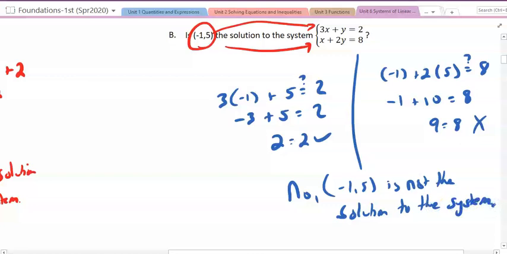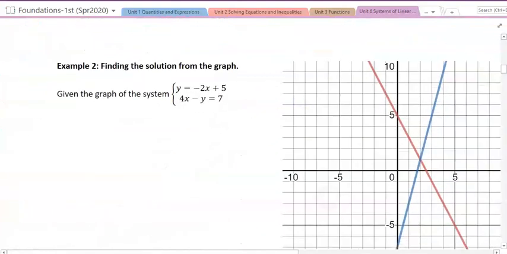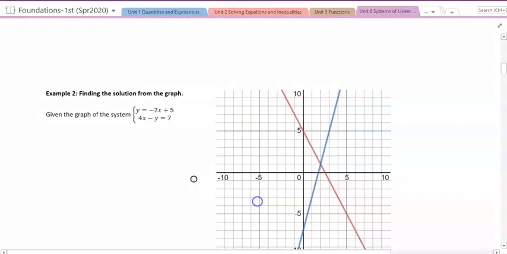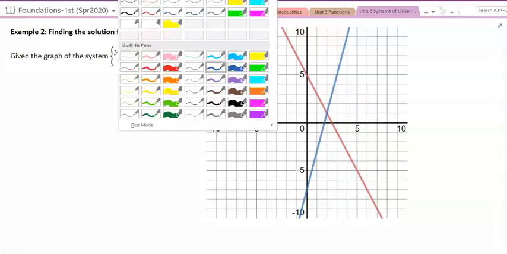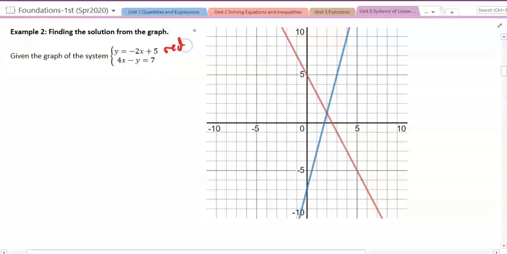Now, as we go through sections 2 and section 3, and even looking at graphing these two lines, we can find what the actual solution will be. But let's go ahead and look at a graph here. And this is going to be example 2. And like I said, this is going to be a short lesson today. So let's take a look at this system that's been graphed. So given the graph of y equals negative 2x plus 5, that is the red line. And the 4x minus y is equal to 7 is our blue line. You haven't had to do any graphing here, but you will with the lesson tomorrow, okay?